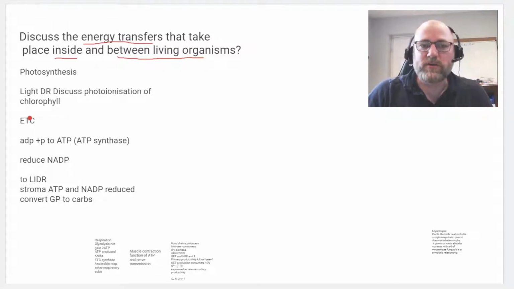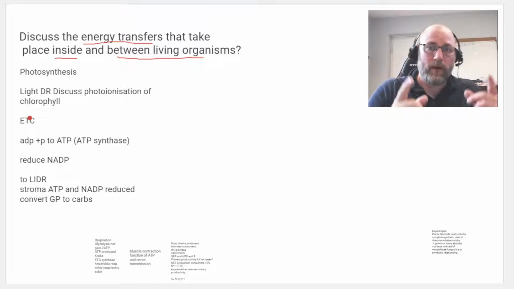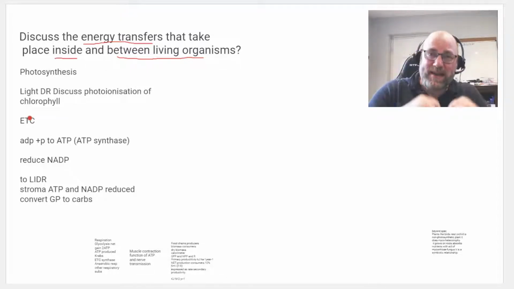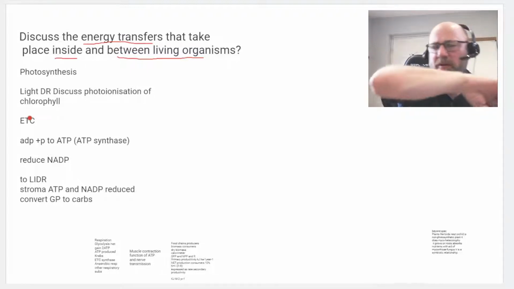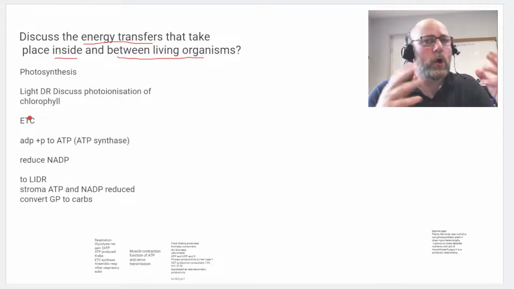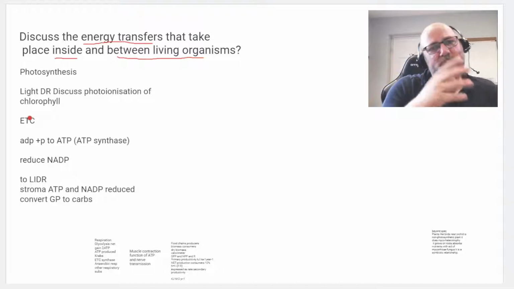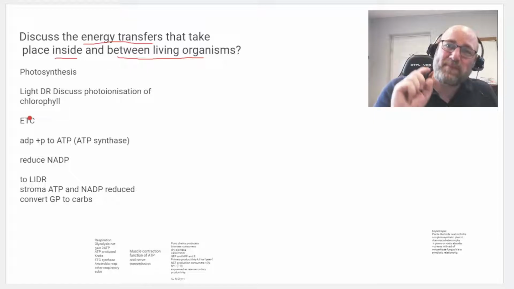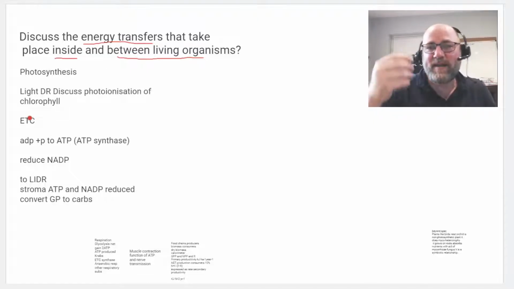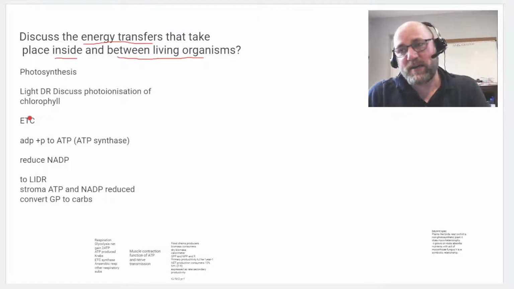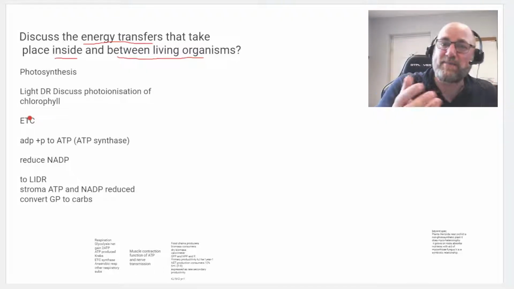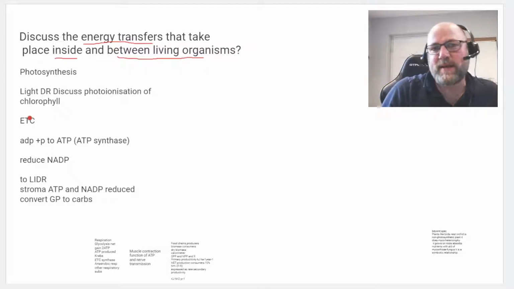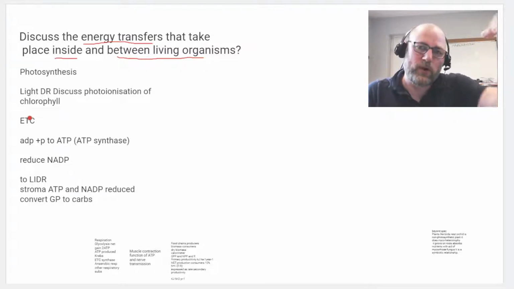So some of it goes to reduce NADP. Now, both ATP and reduced NADP go on to the light independent reaction. You don't need to talk about the whole of the Calvin cycle or the dark photosynthesis reaction or the light independent reaction. You just need to talk about the part where ATP and reduced NADP are involved. And that, of course, is changing GP into TP. And then that goes into carbohydrates, and we get our energy basically converted into carbohydrates. So that's really what you're going to talk about there.